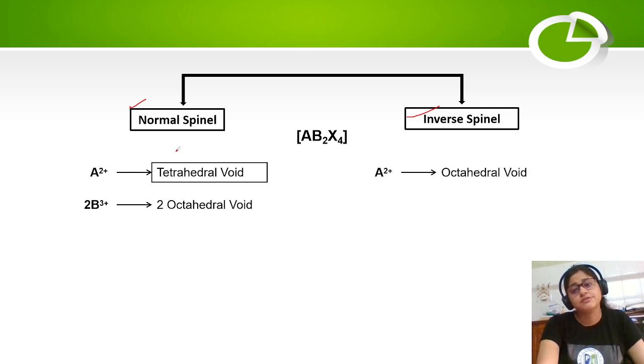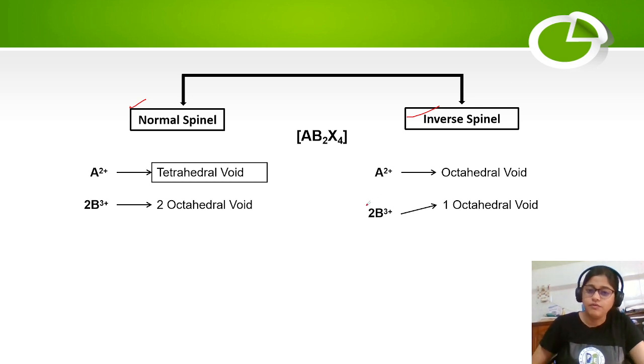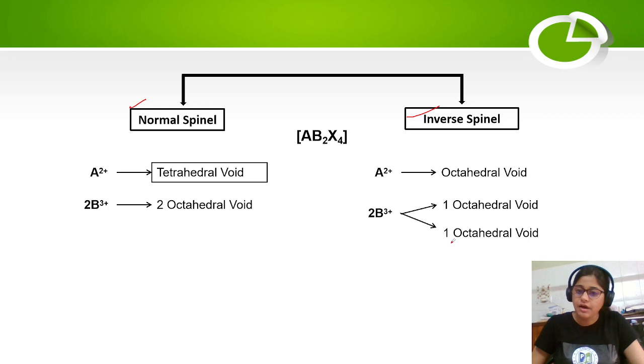And for the case of inverse spinel, what is happening? A2+ will now go towards the octahedral void, and 2B3+ can occupy both octahedral and tetrahedral. So one among the two B3+, or half of the B3+, will occupy the octahedral void, and the other half will occupy the tetrahedral void. Fine.